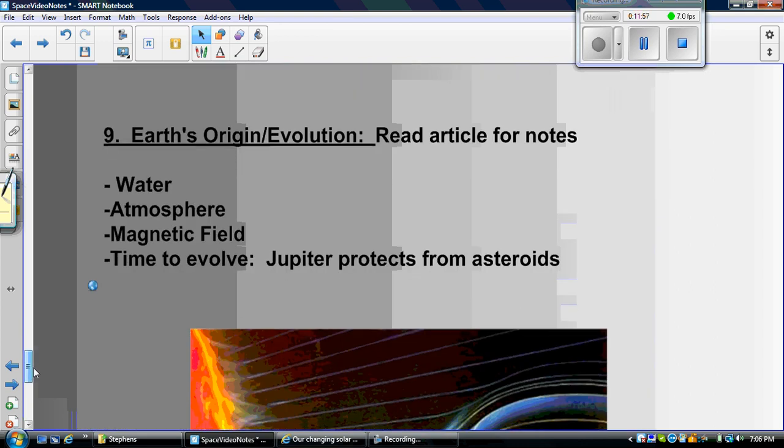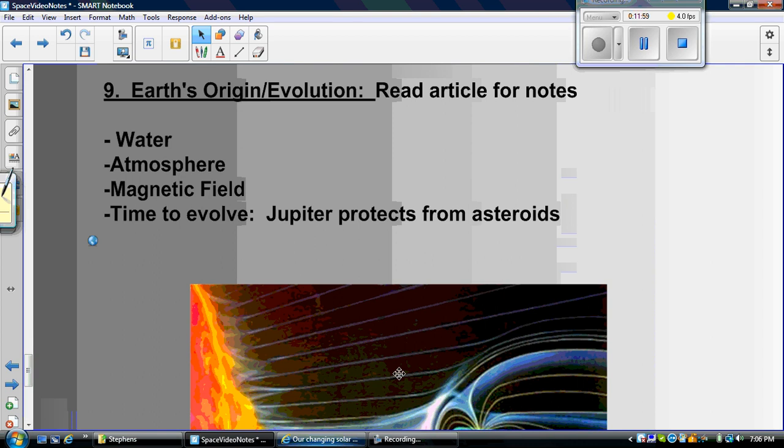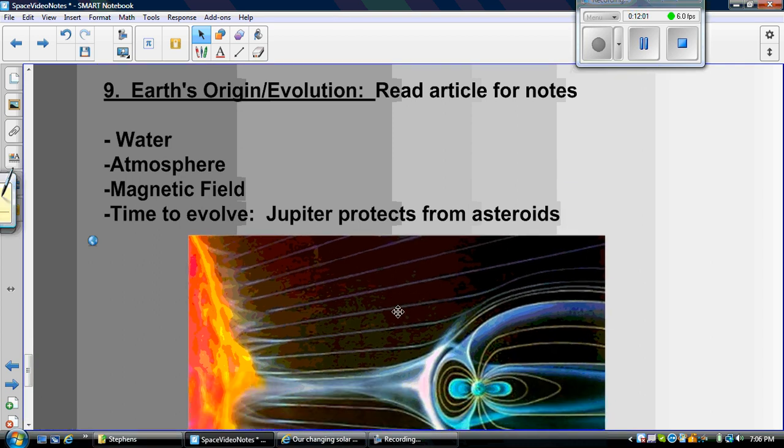Okay, so the last thing we're going to talk about is Earth's origin. And this is where it goes with target 27. Why did Earth evolve and have life and other planets didn't? So there is an article that's attached with these notes that you're going to want to make sure that you read. And it's going to talk in more depth about other planets like Mars and Venus and why they may or may not have had life.